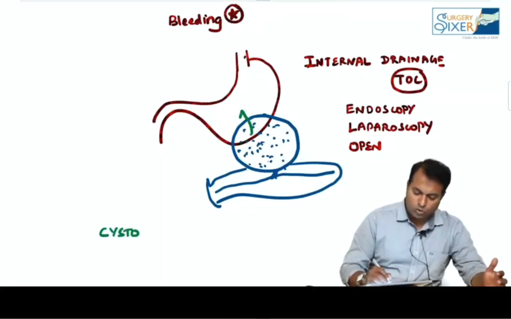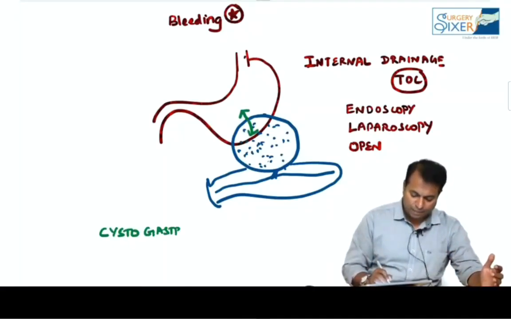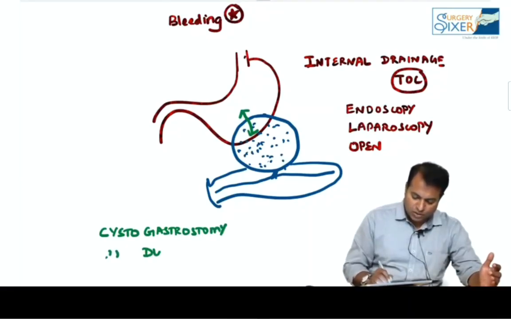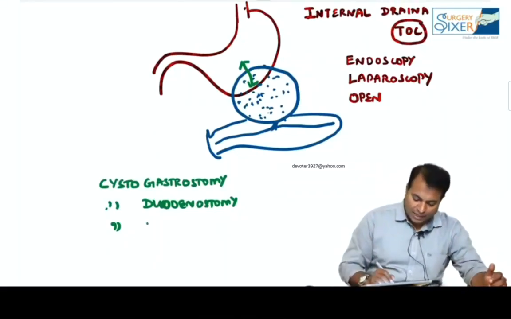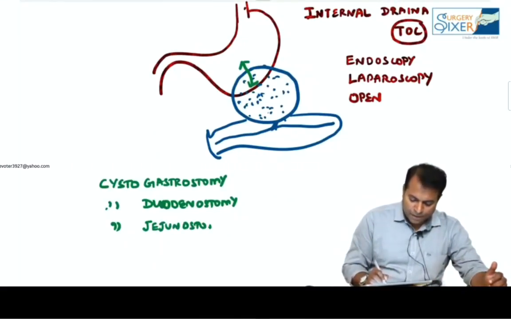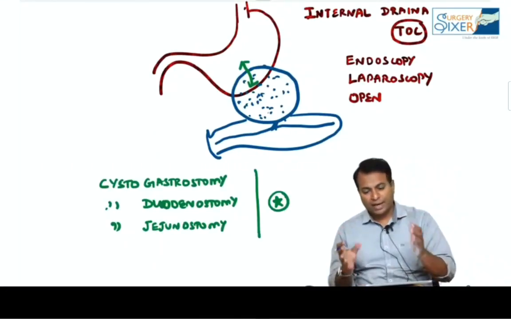If the cyst is very close to the stomach, drain it to the stomach, cystogastrostomy. If it is near the duodenum, drain it to the duodenum, cystoduodenostomy. If it is not close to the stomach or duodenum, take a Roux limb of jejunum and anastomose it with the cyst, cystojejunostomy. So any one of these is possible. Whichever is ideal, you should do. Anyhow, internal drainage is best.